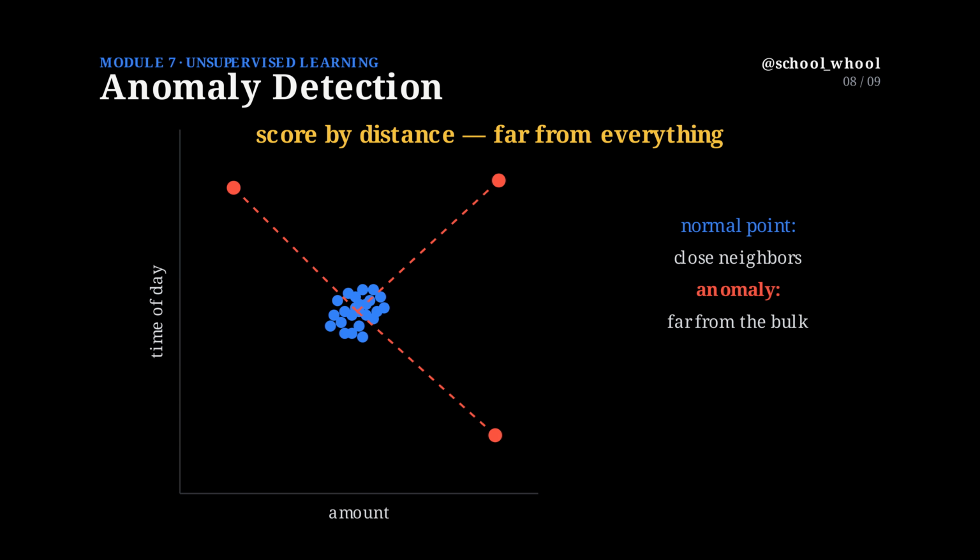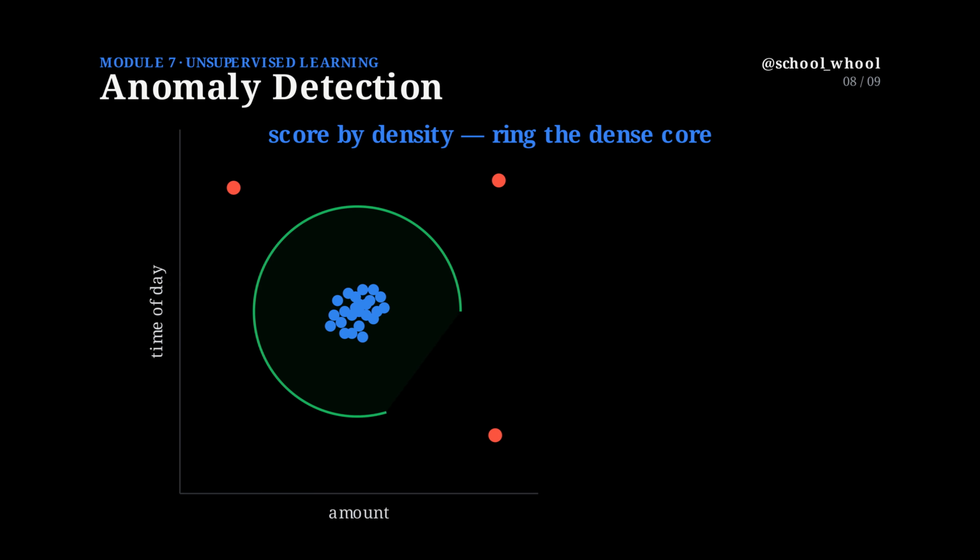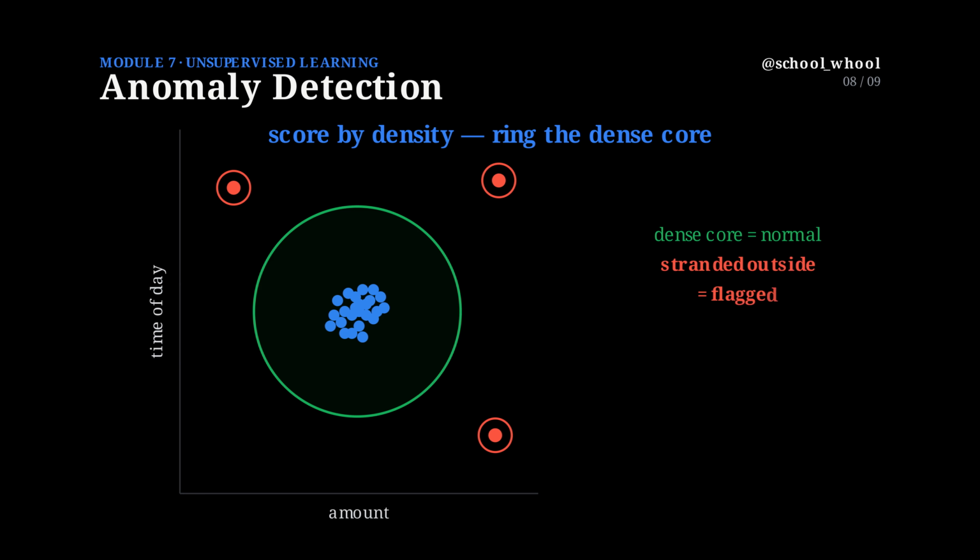A close cousin is density. Normal points live in crowded neighborhoods. Anomalies sit in sparse, empty regions. Draw a boundary around the dense core, and anything stranded outside it gets flagged as unusual.